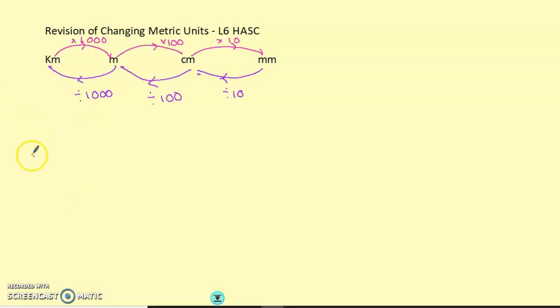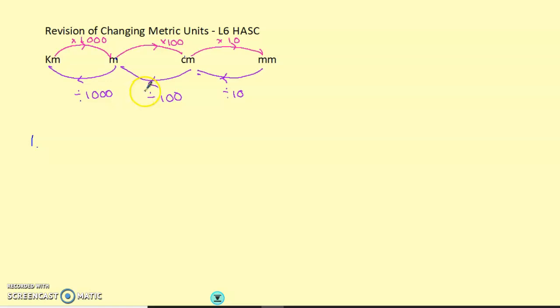Let's try a couple of examples then. First one, and this is the part I want to concentrate on. I want to concentrate today on changing metres to centimetres. So if I want to go from metres to centimetres, I'm going to times by 100. Now I want to do the opposite, sorry guys, I want to go from centimetres to metres. That's the one that I want you to have extra practice at, centimetres to metres. So if I'm going from centimetres to metres, I need to divide by 100.